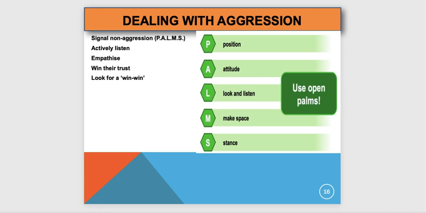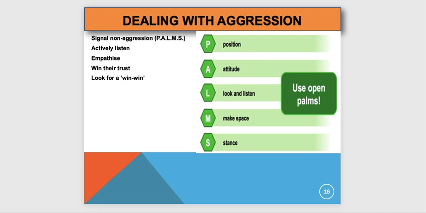The next one, active listening. So actively listen to that person. If you're telling someone something, you want to know that they are listening to you. If they're not listening to you, then you're going to get frustrated. Show empathy. Again, we've discussed that before. Understand, put yourself in their shoes.